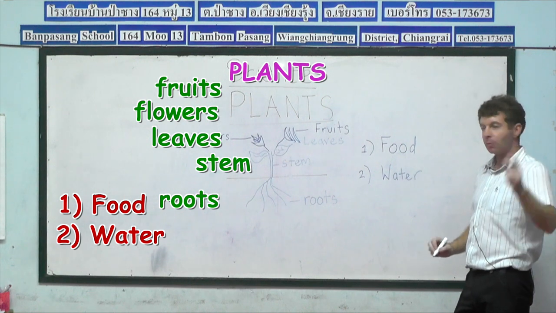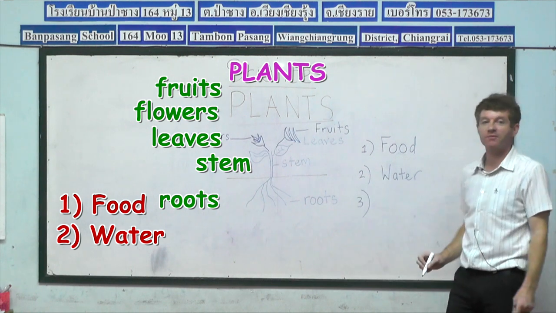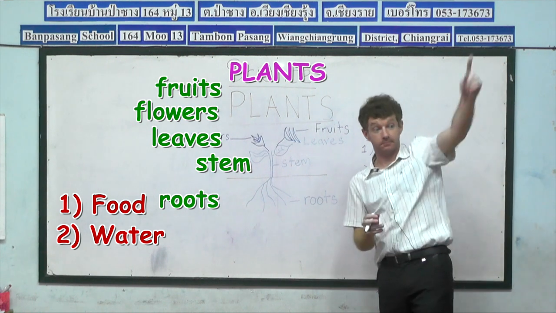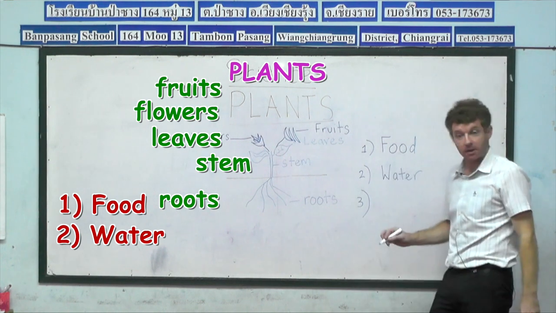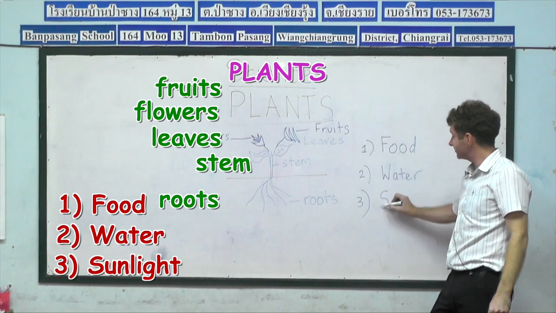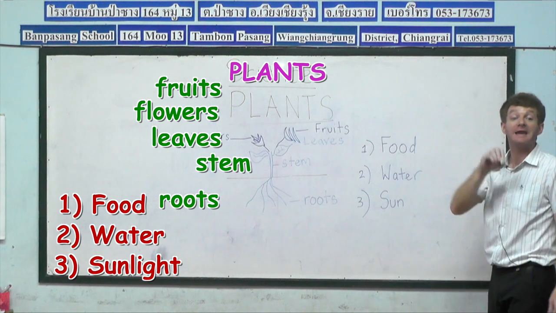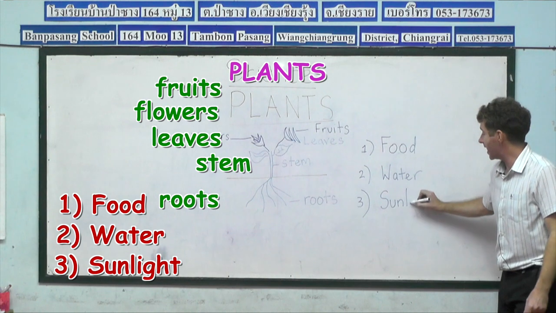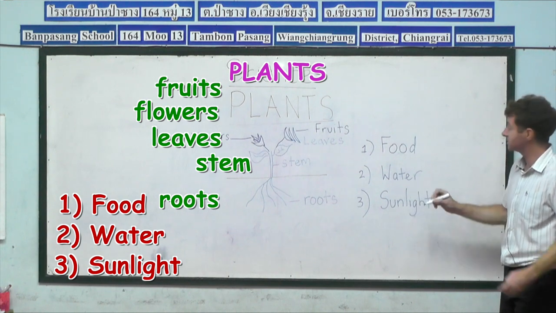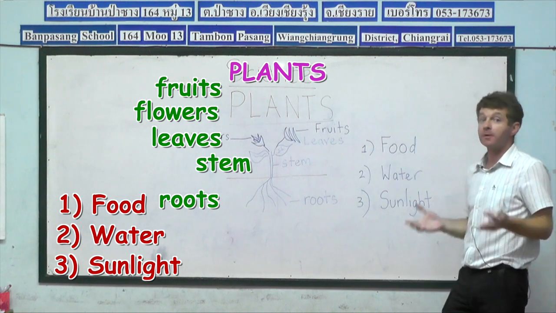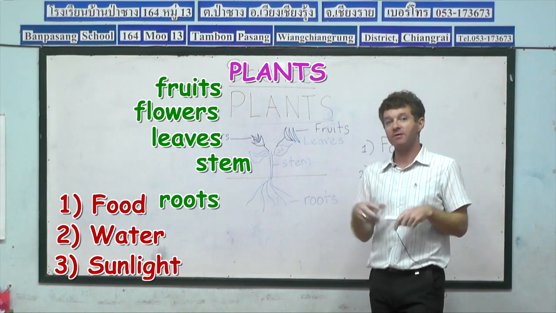And actually, we're going to say a third thing, because plants won't survive without it. What is the energy that comes from the sky? The sun. S-U-N. And then we can say sunlight. L-I-G-H-T.